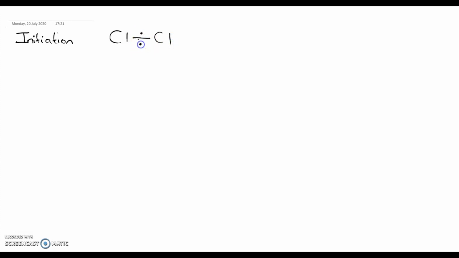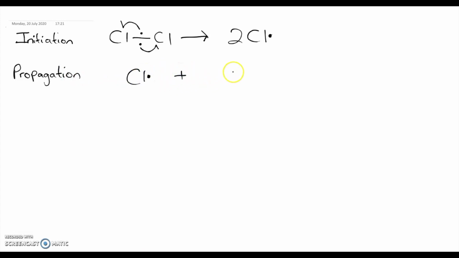And homolytic bond fission is bond breaking that forms radicals because each atom in the bond retains its own bonding electron. So when the chlorine molecule breaks, I end up with 2 chlorine radicals. So I produce 2 chlorine radicals, and the energy to break this bond has come from the UV light. So UV light breaks a chlorine molecule homolytically to form 2 chlorine atoms or radicals.